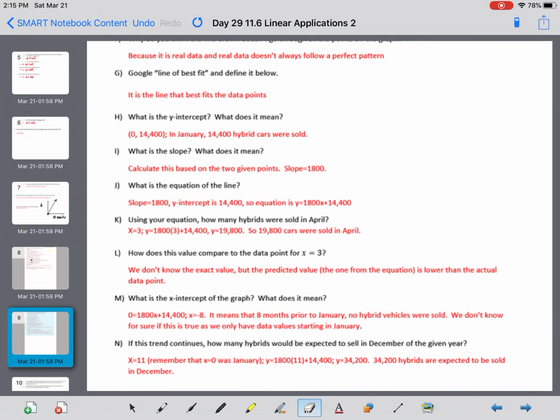And then if the trend continues, how many hybrids would you expect to sell in December for the given year? Well, remember, we're 1 month behind since January started at month 0. So that gives us x equals 11. So plug in 11, see what you get. We end up with 34,200 hybrids that would be sold in December.